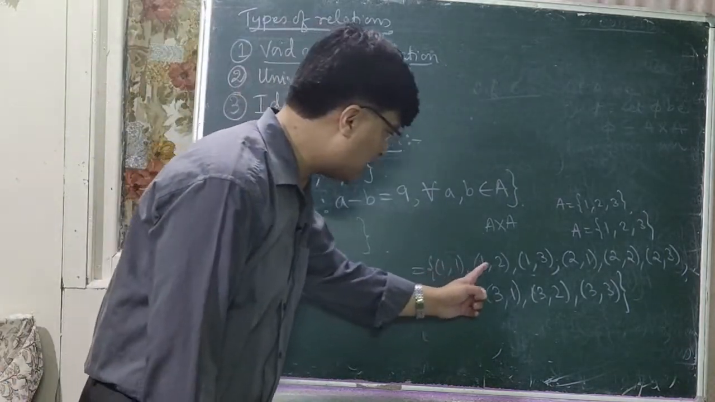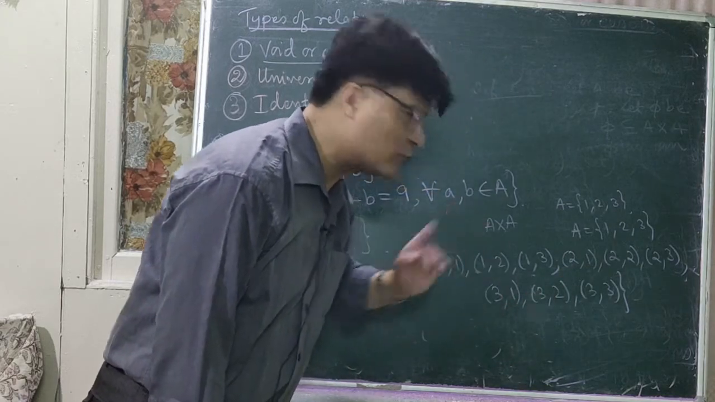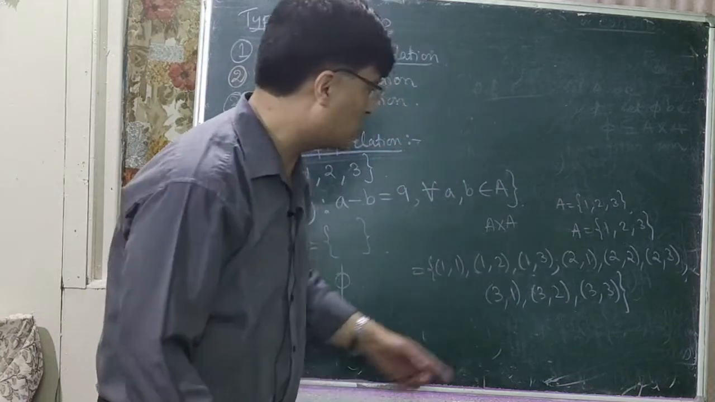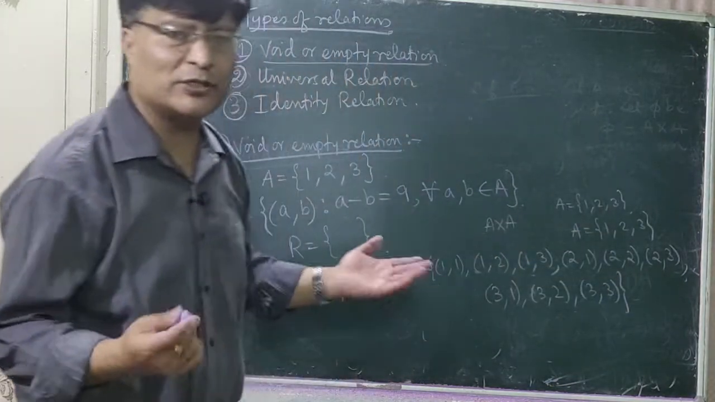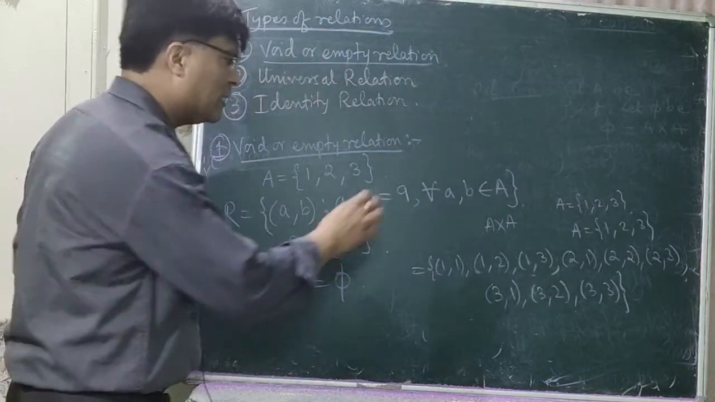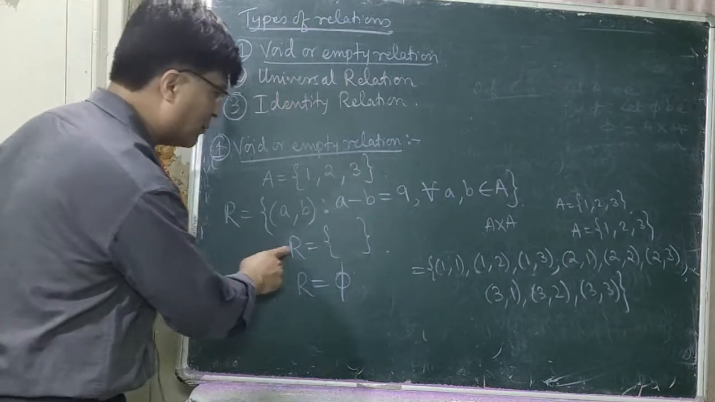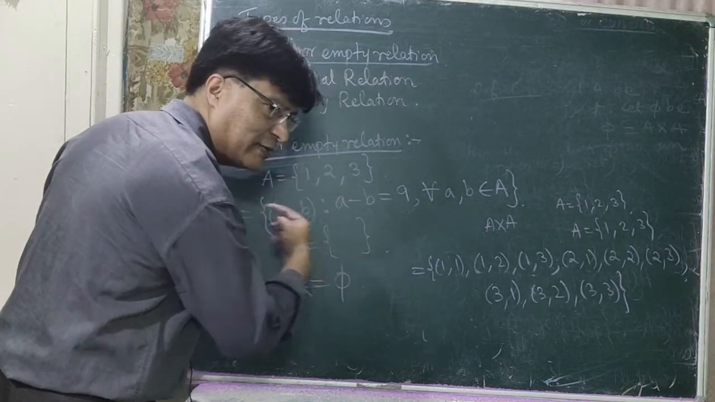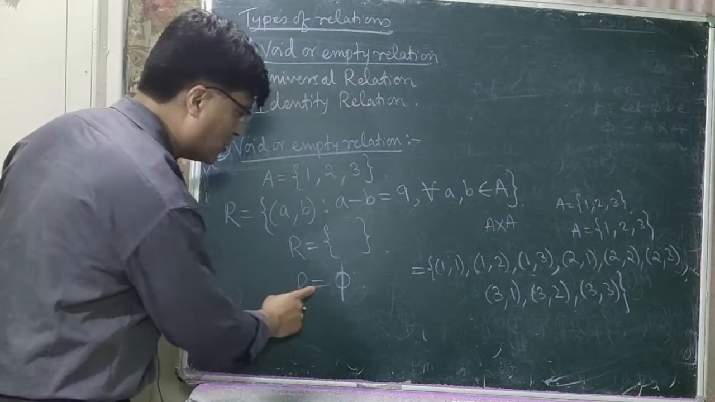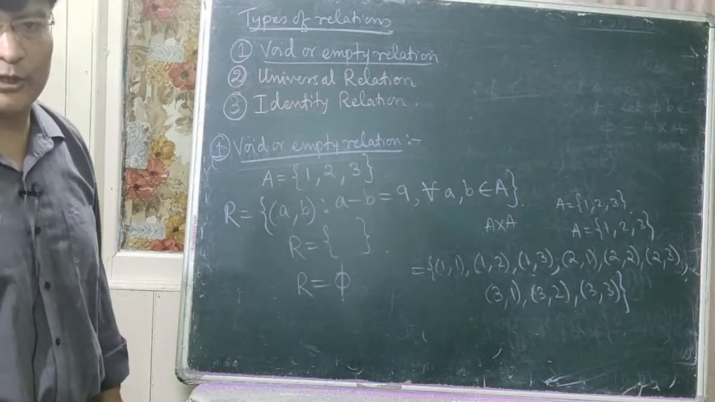These are the sets of ordered pairs we wrote here. For any two numbers, like 1 minus 2, what is it? Minus 1. It is never 9. 1 minus 3 is minus 2, 3 minus 2 is 1, 3 minus 3 is 0. There is no ordered pair here from which we can get a difference of 9. So here R is what? The empty set. Or it is also denoted by phi. R is equal to phi, or we cannot write any term inside the bracket.